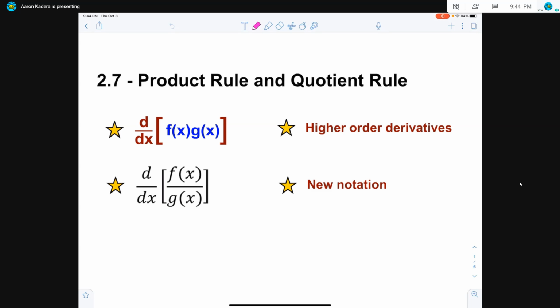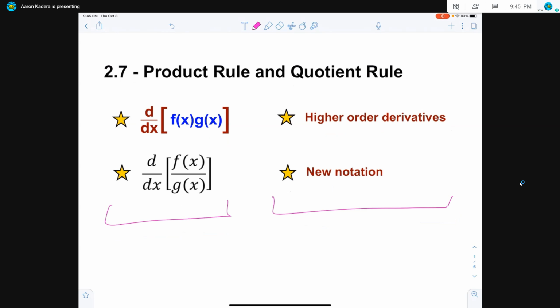Hey everyone, welcome back. Today we're going to tackle section 2.7 on the product rule and quotient rule. We have 4 learning objectives, 2 big ones and 2 little ones. The 2 big ones are how to take the derivative of a product and how to take the derivative of a quotient. Through doing so, we're going to talk about higher order derivatives and more or less the notation that goes along with each derivative as you successfully take more and more derivatives.